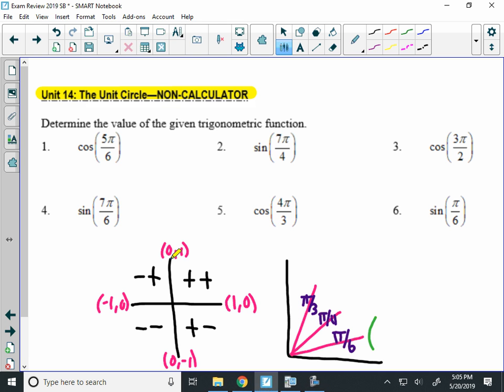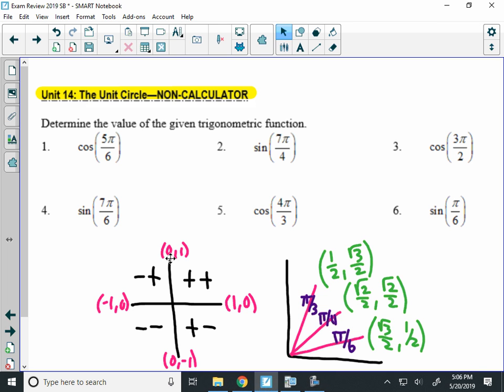The ordered pair here would be radical 3 over 2, 1/2. The second point is radical 2 over 2, radical 2 over 2. And then 1/2, radical 3 over 2. Now, if you know those, you don't have to write any of this down. But if you're going to write something down, that's really all you need. You can use your left-hand trick, but all of that information will answer all these questions.